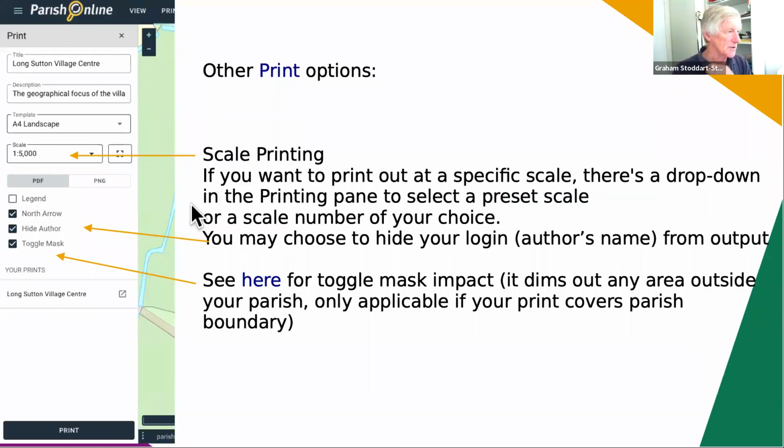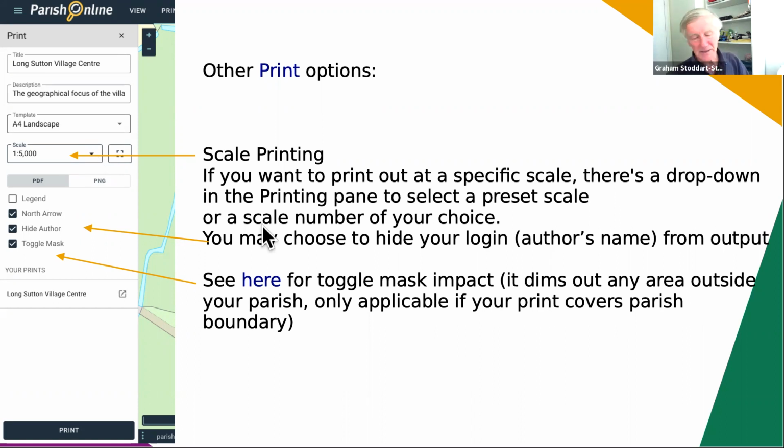So, other print options. Let me come back to this print screen here. We can get a scale. If you want to select a specific scale, and someone has said, can you please send me a 1 in 250,000 picture, then you can select that. Or if you don't want one of the pre-selected scales they give you, you can do a scale number of your choice. I've just forgotten what it's called, but it's basically your choice. And you can put in whatever scale you wish.